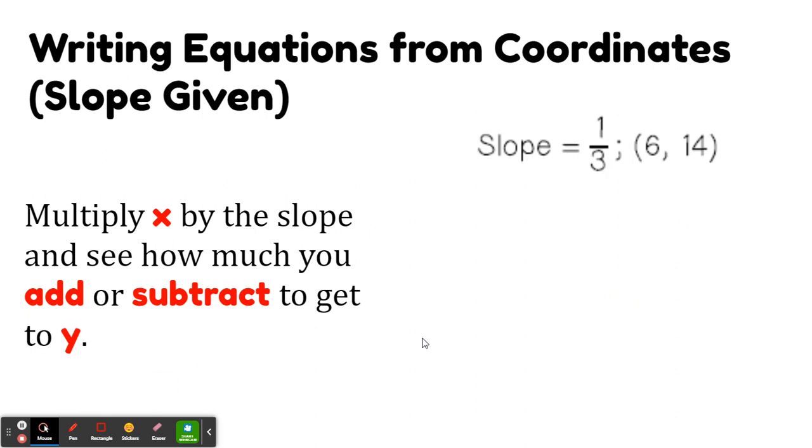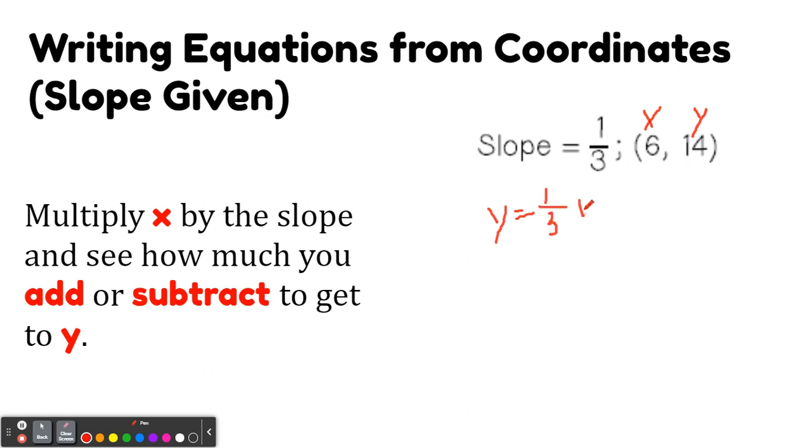So now let's go into writing equations from coordinates if we have the slope. So what you do is basically, if you have the slope, you're just going to multiply your x variable by the slope and see how much you add or subtract to get y. So here, this is my x. This is y. Okay, so if I have 1/3 of 6, I am going to have 2. So I'm going to say my slope, I've got y is equal to 1/3 x.